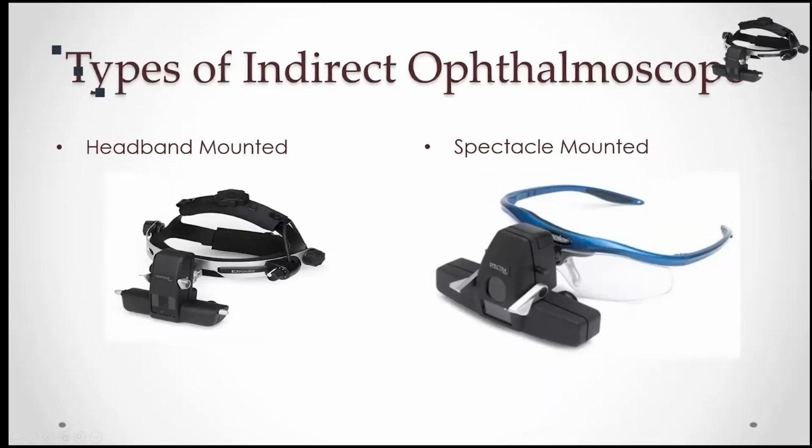And there are two types of indirect ophthalmoscope available. One is headband mounted and the other is spectacle mounted. The same viewing system can be connected with the headband as well as with the spectacle mount.